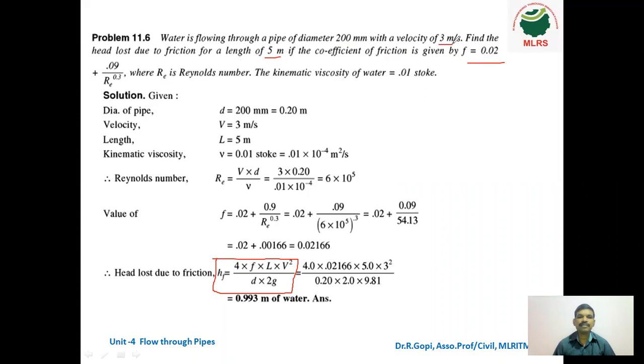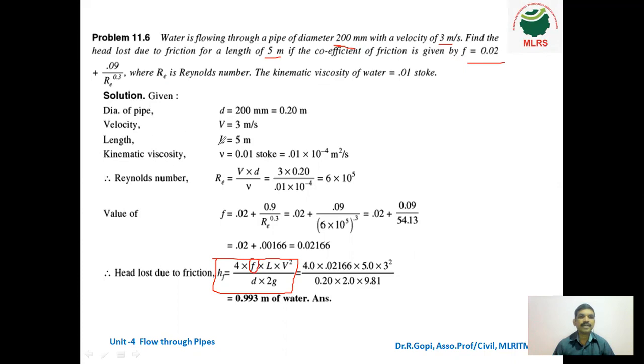Velocity is also given, 3 meter per second. And the diameter D is 200 mm. So except for f, all the data are known. Let us do it step by step. First write the data given. Diameter of the pipe, D is equal to 200 mm. You have to convert it into meter, so 0.2 meter.